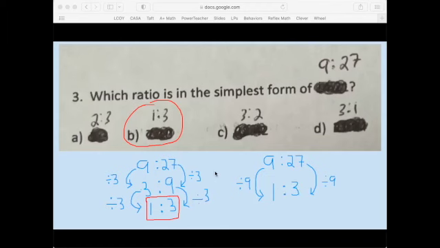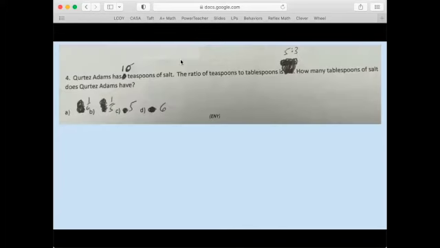Now, the second way is more efficient, but either way is acceptable. As long as you get the right answer of 1 to 3, it doesn't matter if you have to do an extra step like I did when I did it the first time, or if you can just go straight down and simplify it by using one number. So let's go on to number 4.